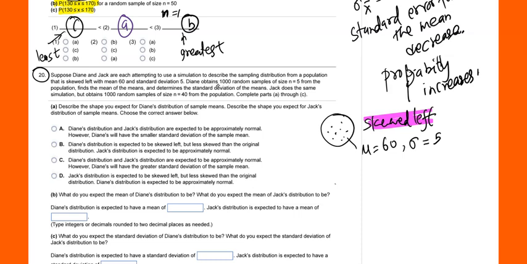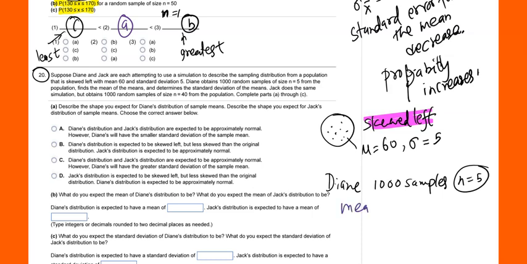Okay, Diane wants to do the sampling. Diane makes 100,000 samples of size 5 from this population, which is skewed left. Make sense? And find the mean of the means. Remember that the mean of the means is mu x bar.